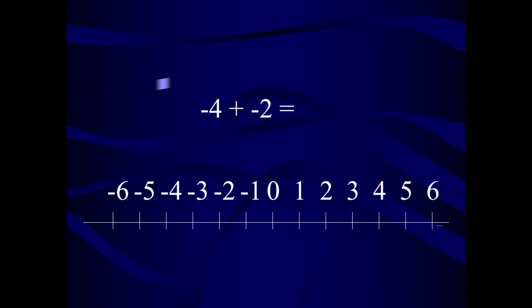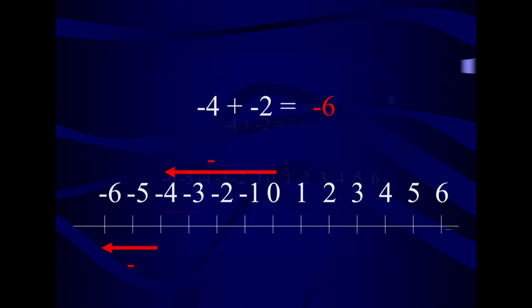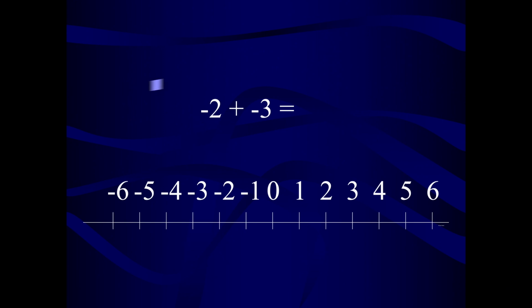Negative 4 plus negative 2 equals. We have to go 4 spaces from the 0 to the left, we're on negative 4, and then we have to go 2 more spaces to the left because it's also a negative number, leaving us negative 6. Negative 4 plus negative 2 equals negative 6. Negative 2 plus negative 3 equals. From the 0, we have to go 2 spaces to the left, and then another 3 spaces from the negative 2, leaving our answer as negative 5. Negative 2 plus negative 3 equals negative 5.